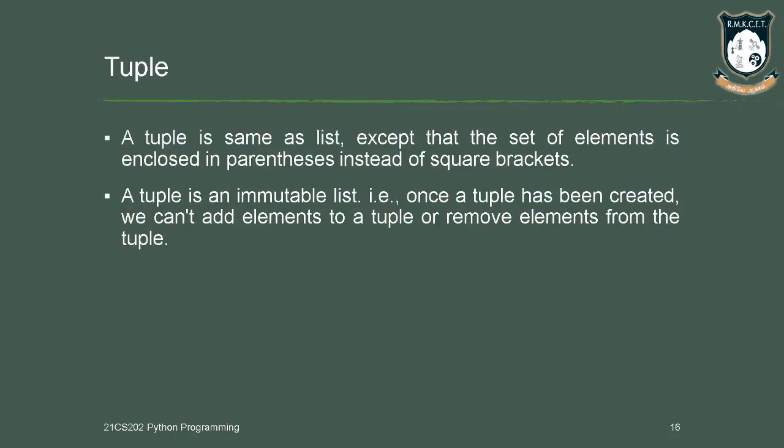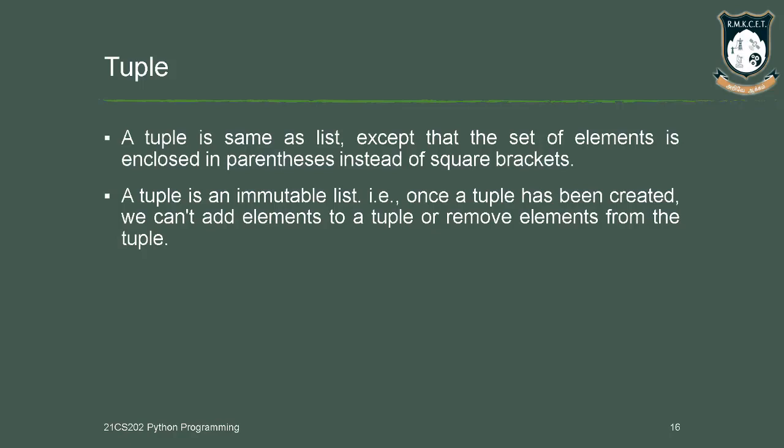Next is a tuple. A tuple is the same as a list, but in the tuple representation we use parentheses or brackets instead of square brackets. The definition is the same as that of a list, but the representation is somewhat different. In the list the values are enclosed within square brackets; here the values are enclosed within parentheses. And it is an immutable list.